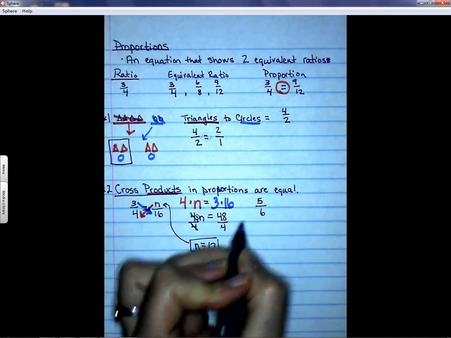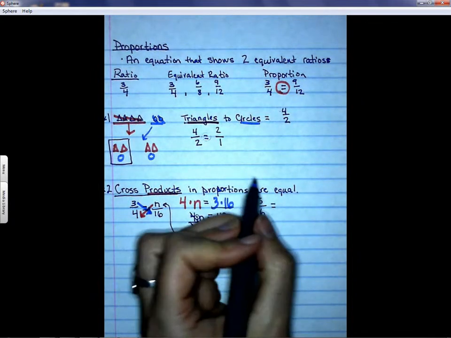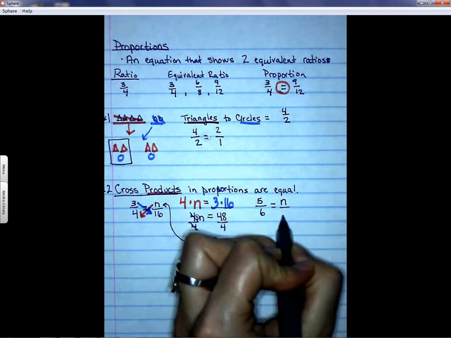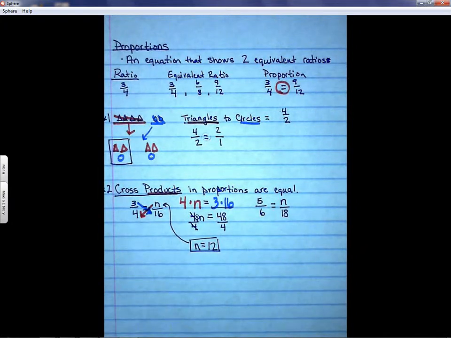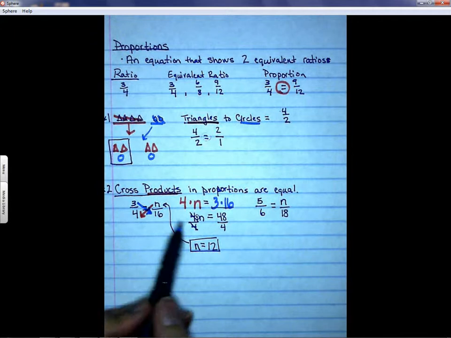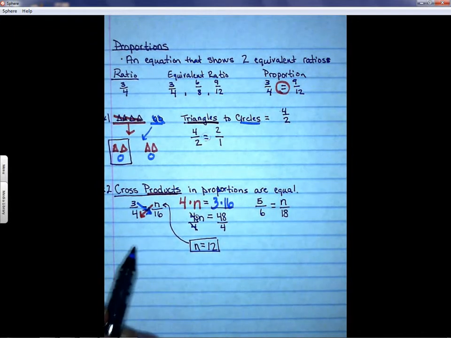5 over 6 is equal to n over 18. Now before we solve this one together, see if you can use the same method that we used on the first video.